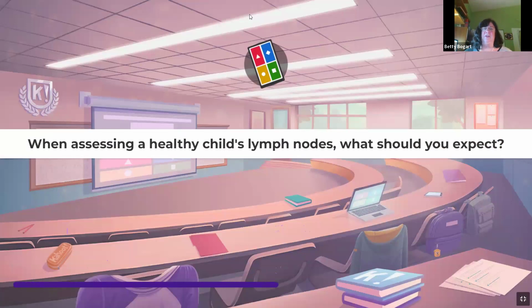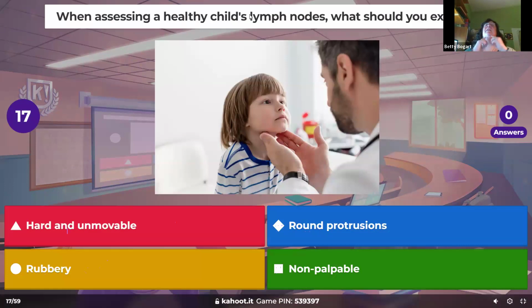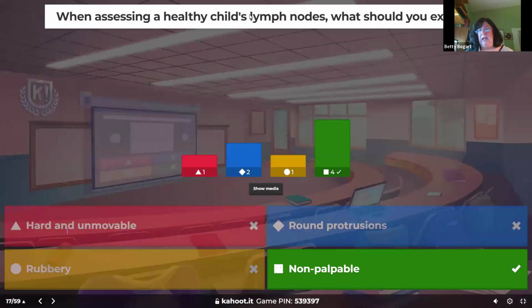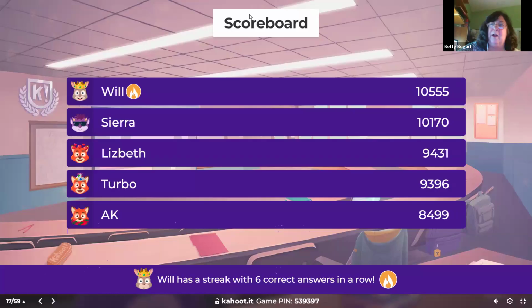When assessing a healthy child's lymph nodes, what would you expect? Now, usually you see them in the neck, right? Sometimes underneath the arm, sometimes the groin, but usually here. So if a kid is not sick, what should you expect in those lymph nodes? Shouldn't be able to feel anything. Kids only have lymph nodes that are inflamed when they have an infection. So if they don't have them there, that means they're healthy. So that's what you want to see.